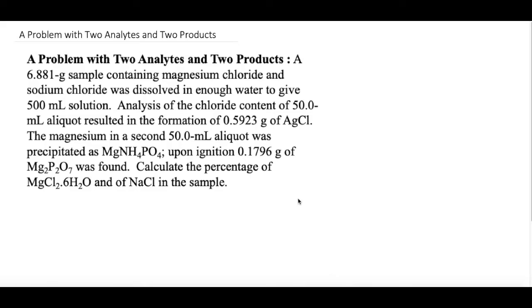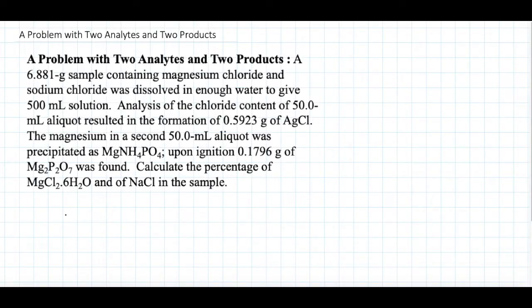So as you can see here, we have two analytes involving magnesium chloride hexahydrate and sodium chloride, even though in the first part of the problem, it only mentioned magnesium chloride and sodium chloride. But since we are calculating for magnesium chloride hexahydrate and sodium chloride, we might as well express the magnesium chloride in the form of magnesium chloride hexahydrate. Okay, so we need to write here, we have magnesium chloride hexahydrate. We also have sodium chloride.